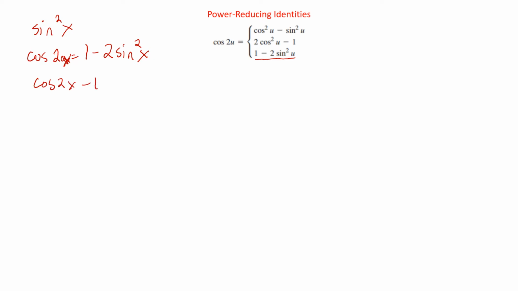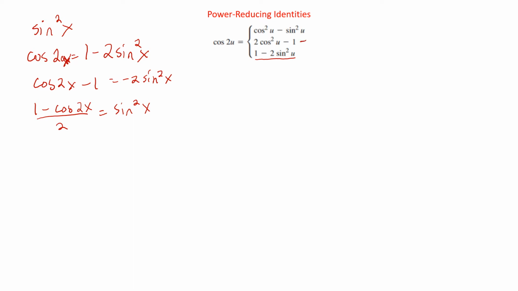Cosine 2x minus 1 equals negative 2 sine squared x. We can divide by a negative 2, which will switch the sign. So now we have 1 minus cosine of 2x over 2 equals sine squared x. And then we can square root. When we square root, oh, sorry, no, that would just get us a sine of x. We're looking for sine squared x. Sorry, got a little bit ahead of myself there. Not square rooting yet. We'll square root later. So sine squared x is going to be 1 minus cosine of 2x over 2.